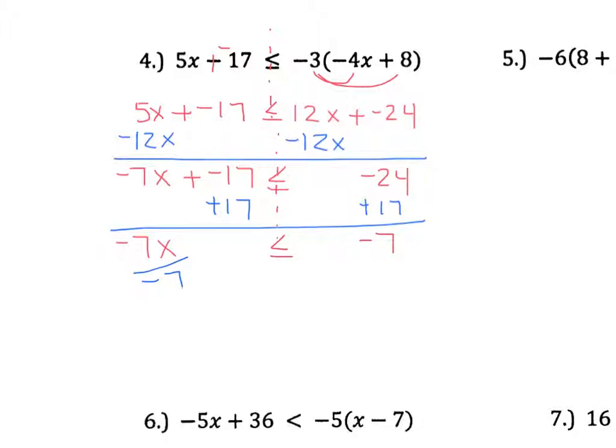Divide by negative 7. Dividing both sides by a negative, we just learned about that yesterday. When you divide both sides by a negative, you have to flip this. You have to flip it. So I will get x is greater than or equal to 1.